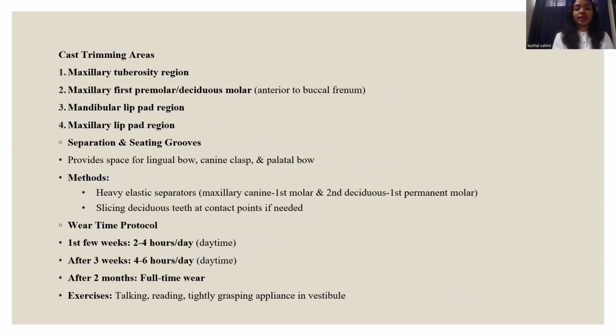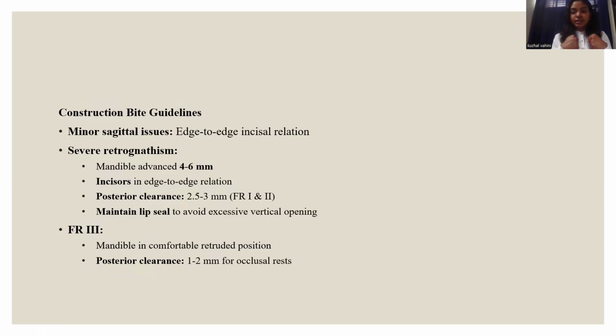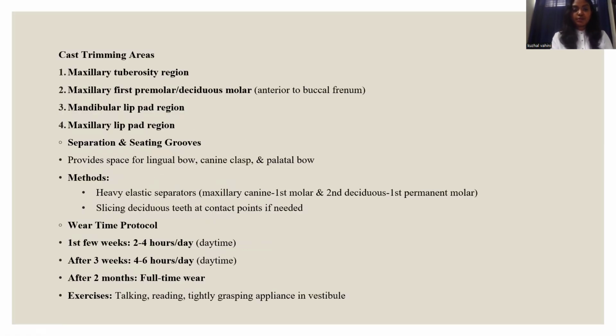So the construction bite, again, is taken by putting both the jaws and the dentition in edge-to-edge relationship. Manual advancement is 4 to 6 mm, where the insert is put in edge-to-edge relation. The posterior clearance is 2.5 to 3 mm in Frankel 1 and 2, and it's 1 to 2 mm in Frankel 3. Again, we do selective trimming.